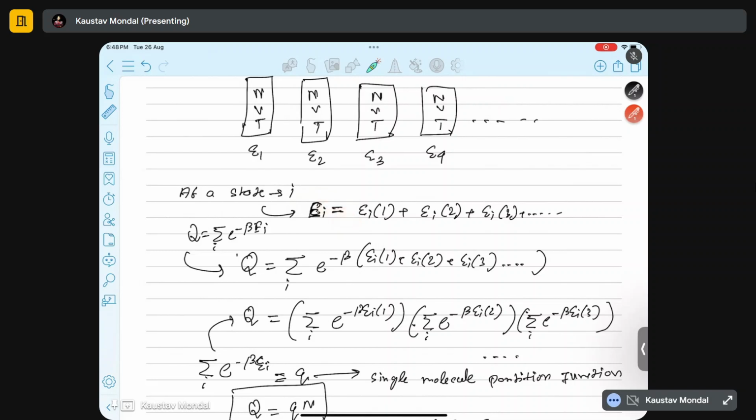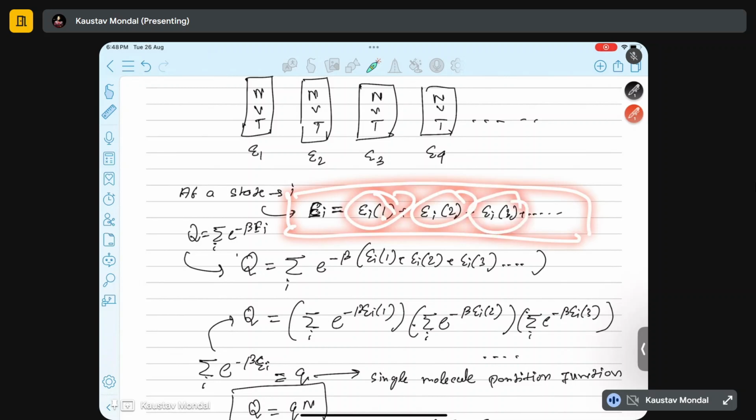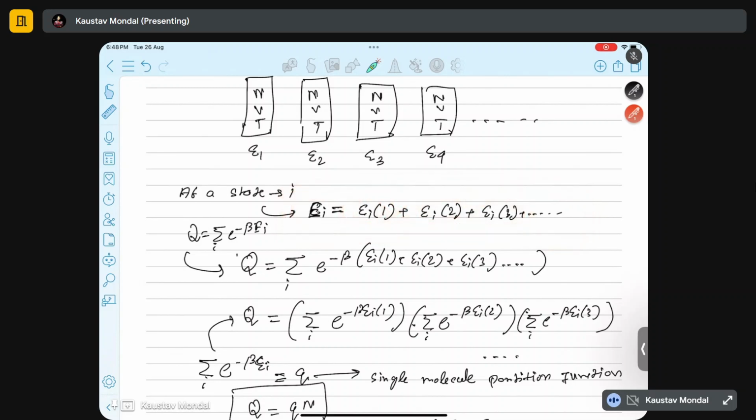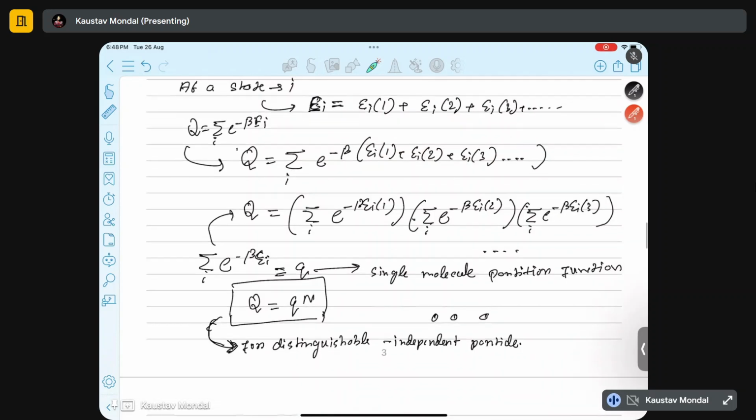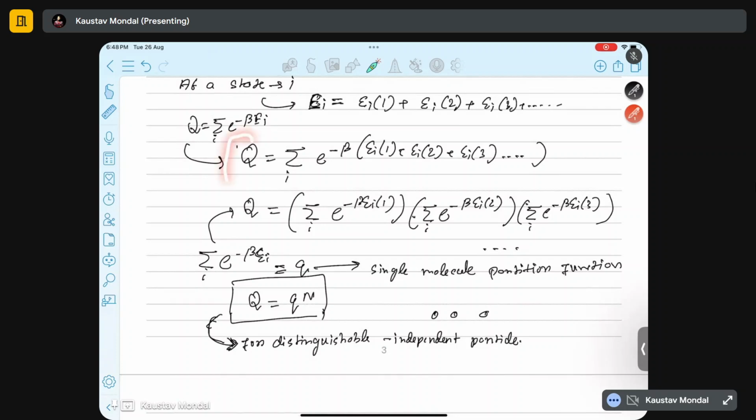So we have written this whole energy in terms of the energy of each constituent molecule of the system that is associated with the energy state i, and from there we first wrote the total canonical partition function, that is capital Q. The capital Q expression looks like this, right?